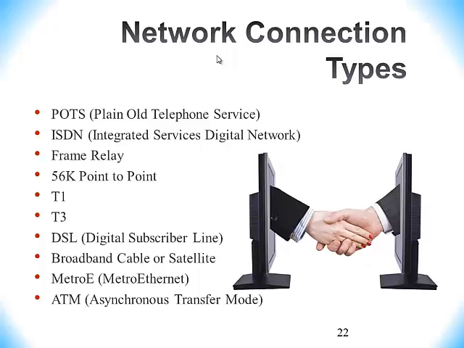ATM, or asynchronous transfer mode, is up to 2 gigabits. And Metro E, or Metro Ethernet, has speeds of 1, 10, 40, or 100 gigabits, using Ethernet technology to connect to the internet or to connect multiple sites and buildings.